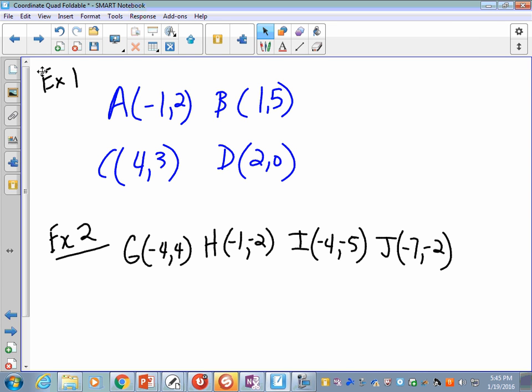So don't just go based on what it looks like. You need to prove it either looking at the slopes, looking at the lengths using the distance formula, or looking at your diagonals. Okay, so looking at the midpoint, proving a bisector. So do one of those methods that you have on your foldable to prove it's a quadrilateral. So these are the two I'm going to check for.